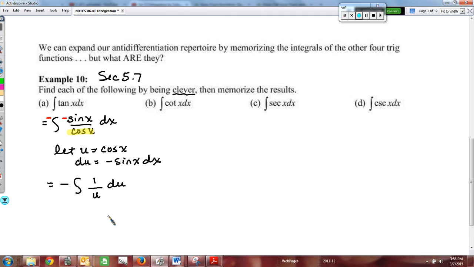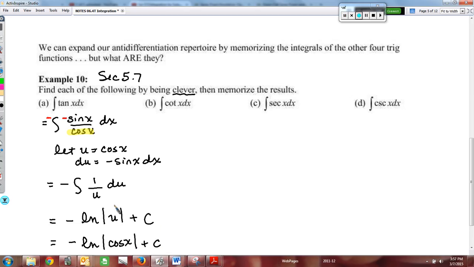hopefully at this point you might be going, wait a minute, 1 over u, that's a known derivative. That is the derivative of the log function. Okay, so working backwards, bring your negative down. The antiderivative of 1 over u du is the natural log of the absolute value, because we have a domain problem here, plus c. So that gets me to there, and then I am going to do negative natural log. Remember, you have to go back to the variable you had, cosine of x plus c.